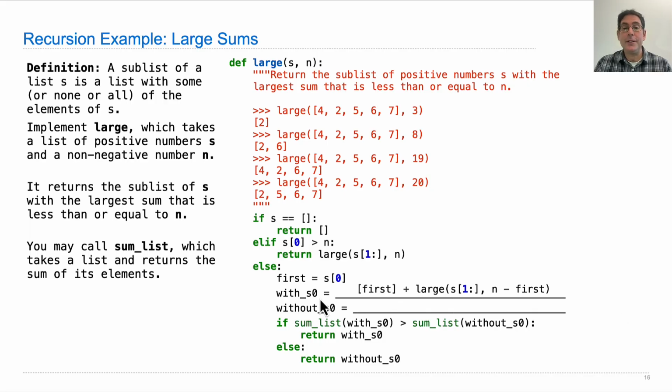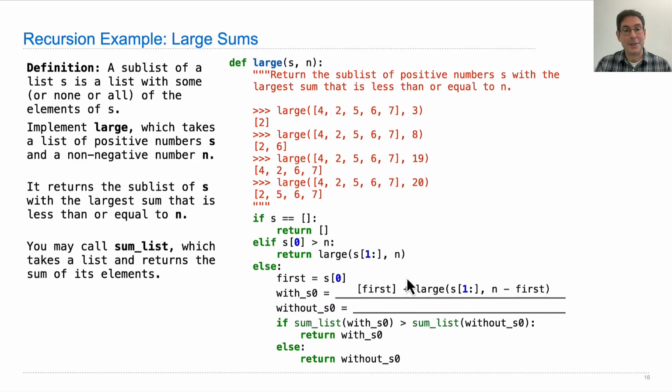If you're going to include first, then you need to build a long list that has the sublist of the rest of S that sums up to n minus first, and then includes that first number. Why are we subtracting first from n? Well, the answer is that once you've used a 4, you're going to sum up to 8 minus 4 with the rest of the numbers. And then you're including that 4 in the result.